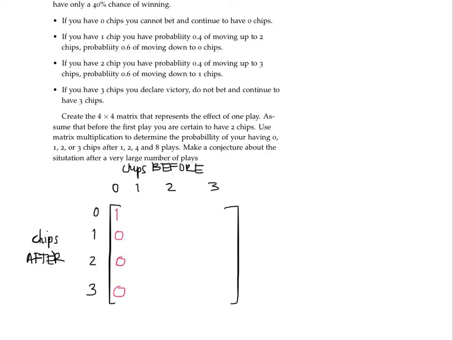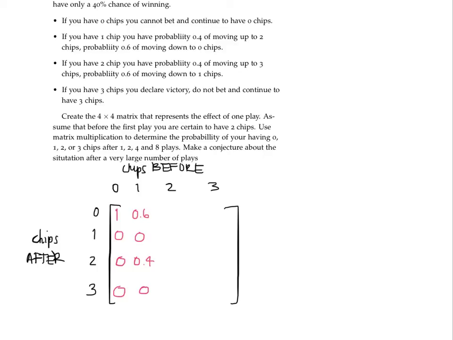Now, if I have 1 chip before the round of play, there's a 40% chance that I'll have 2 chips after the round of play, and a 60% chance that I'll have 0 chips after the round of play. So we're going to put 0.6 here, where we're looking at the location for 0 chips, where there's no way to just stay, and there's 0.4 there and 0 there.